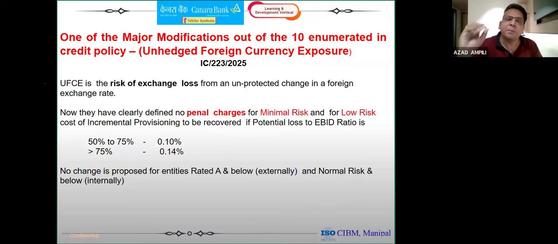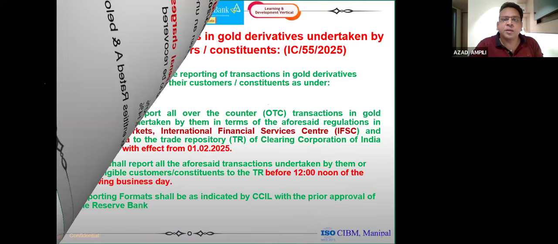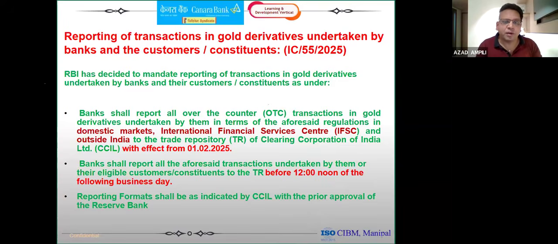Okay, these are the provisions. They are using penal charges. Earlier, like penal interest and such kinds of terms were there. Now, penal charges is what they're using. This is all mentioned in the credit policy, right? So 55 bar 2025. Now it is about commodities.